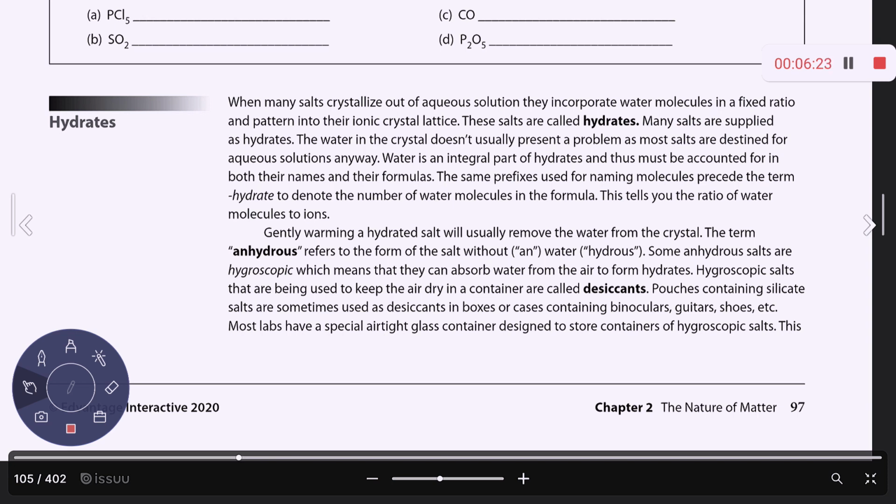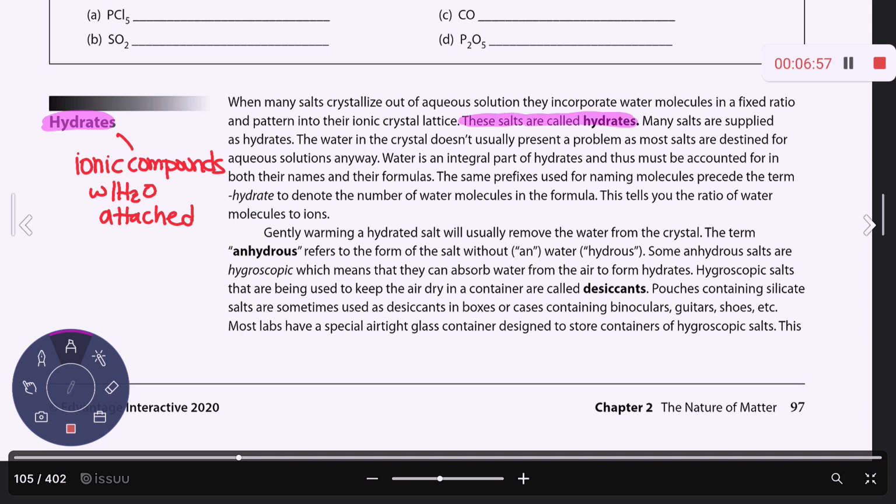So just hang with me for a little bit longer. Let's talk about these hydrates, okay? So ionic compounds with water attached are hydrates, okay? And you know that ionic compounds are salts. So that means these are just salts that contain water. And we just call them hydrates.